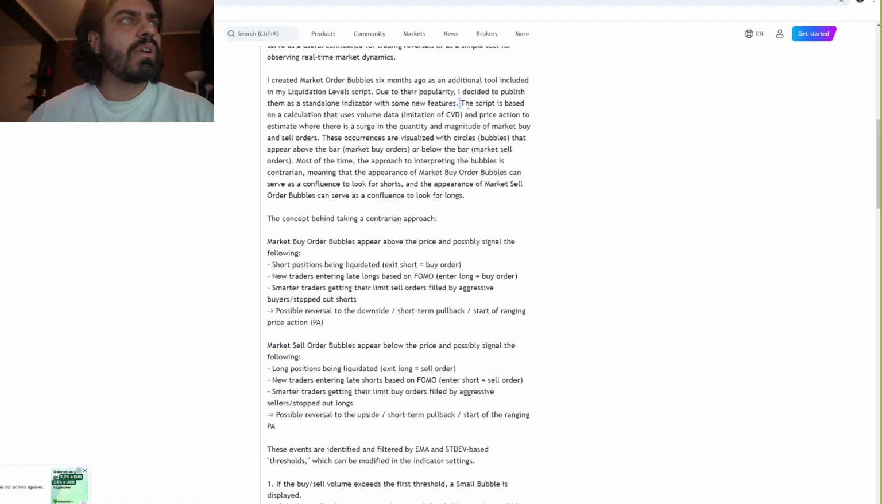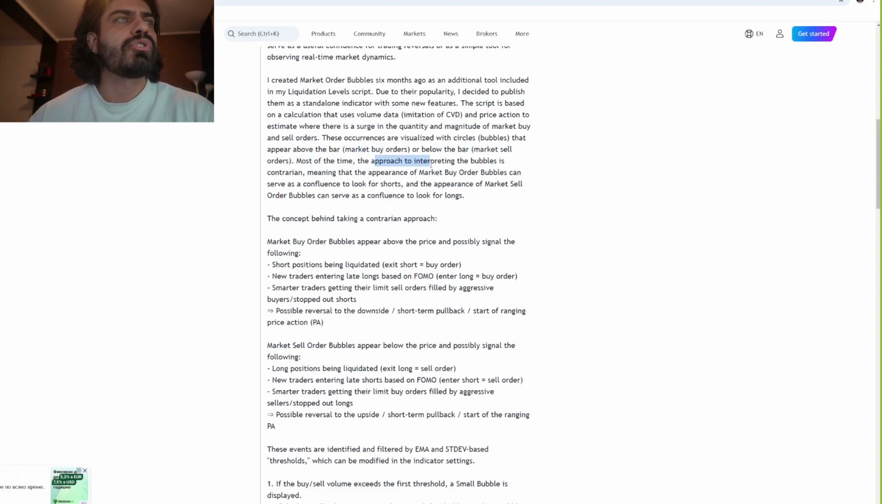You can see what it is. The script is based on calculations that use volume data, imitation of CVD, and price action estimates where there is a surge in the quantity and magnitude of market buy and sell orders. These occurrences are visualized with circles, bubbles that appear above the bar, which are market buy orders, or below the bar, which are market sell orders.